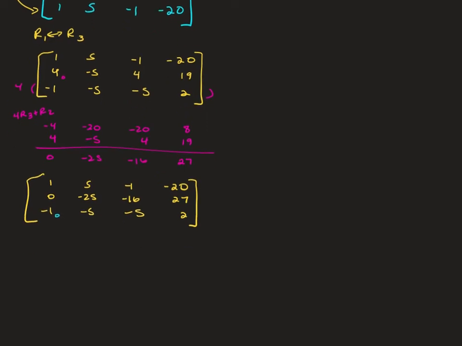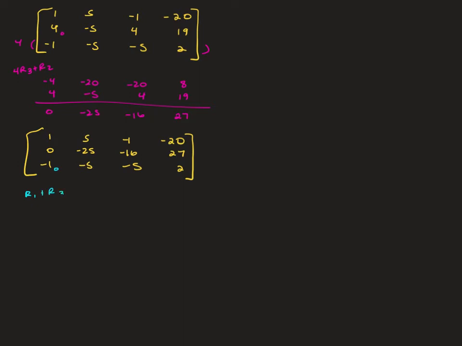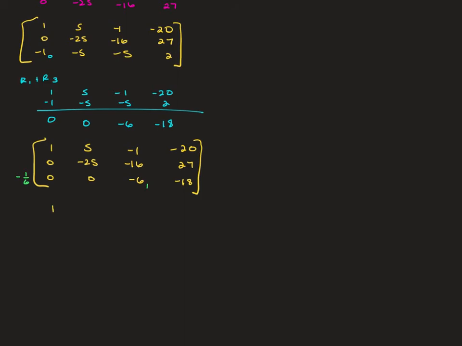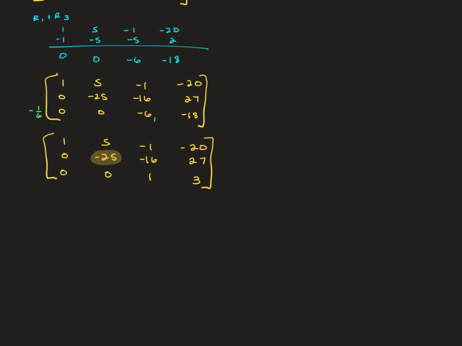Now I want to zero where the -1 is. So I can add row 1 and row 3, sorry. Zero, 0, -6, -18. That takes the place of row 3. And we actually got lucky and got 2 zeros. I want this to be a 1, so I'm going to multiply everything by -1/6. Okay, now I need this to be a 1, and this is where this system was not lucky. I have to multiply everything by -1/25.